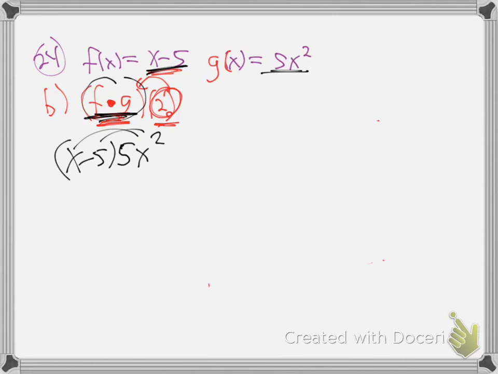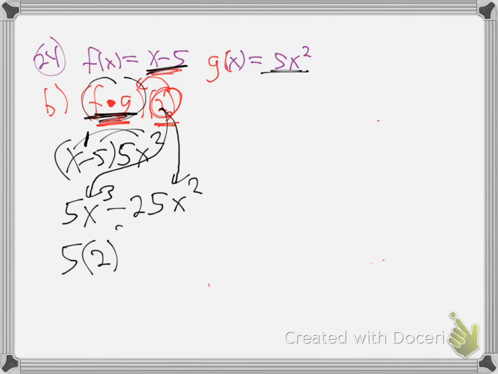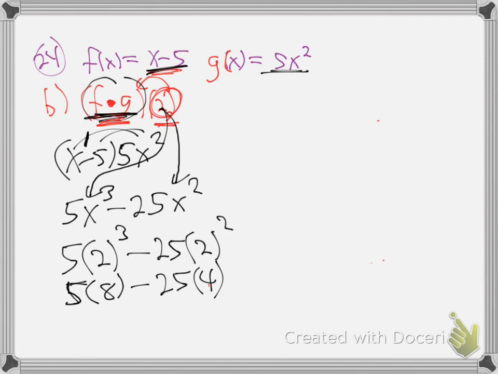So just distribute, right? You can distribute from the right or left, same thing. So it'd be 5x cubed. Remember powers add, the invisible 1 power and the 2 add. Minus 5 times 5, 25x squared. Right there. Now, take the 2 and plug it in. So you get 5 times 2 cubed minus 25 times 2 squared. What is that, 5 times 8? Yeah, 40. Minus 25 times 4, that'd be 40 minus 100, yeah, minus 60. Done. So that makes sense.